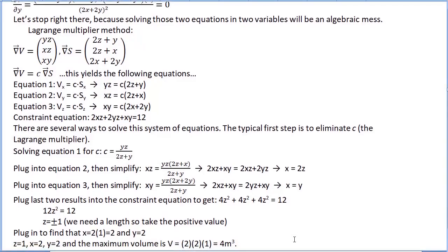So finally we know the dimensions must be z equals 1, x equals 2, y equals 2, and therefore the maximum volume is V equals xyz equals 2 times 2 times 1, and that's 4 cubic meters. Let's take a look at another problem.